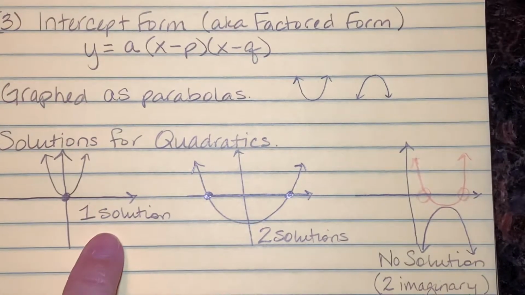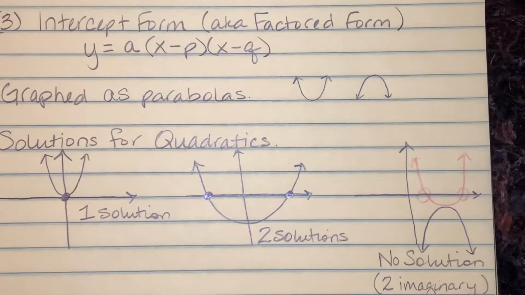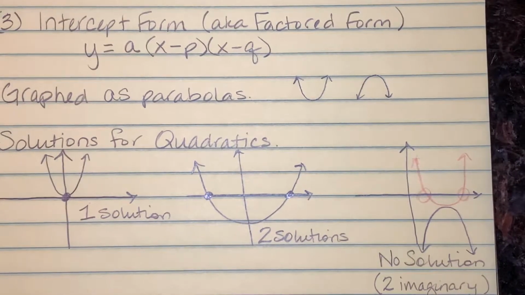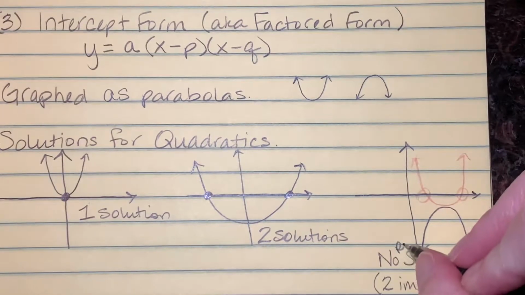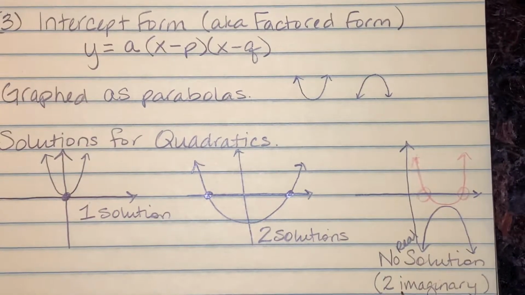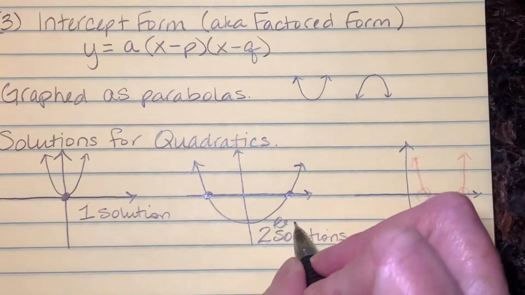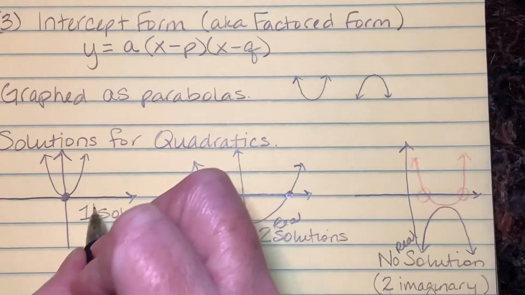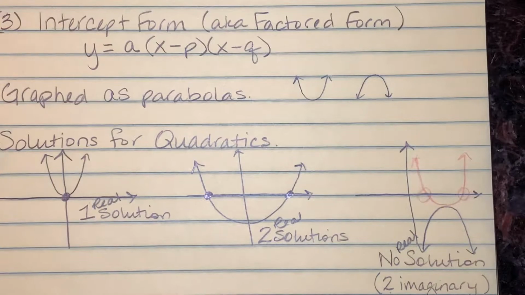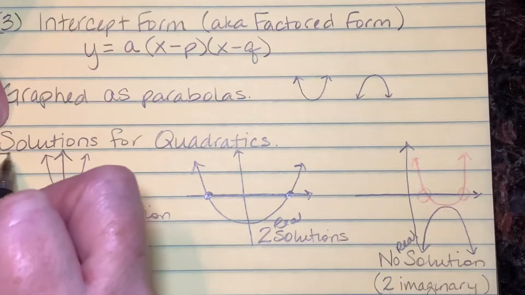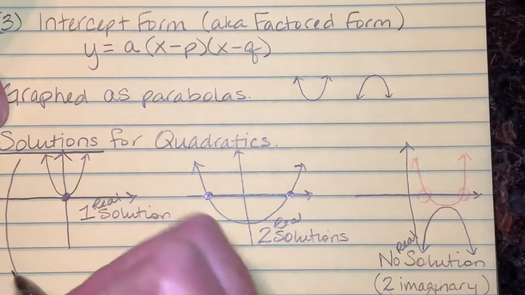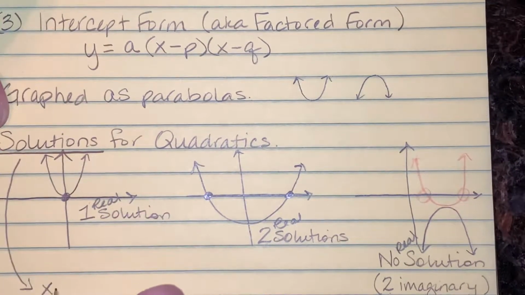So you can have one solution, two solutions, or no solution. Two imaginary solutions. When I say no solution, I should put the word real in there. Because if they're not real, then they're imaginary, right? So no real solution, there's two imaginary. This is going to be two real solutions, and this is going to be one real solution. So keep in mind that as we're looking for solutions, right, solutions are the x-intercepts.